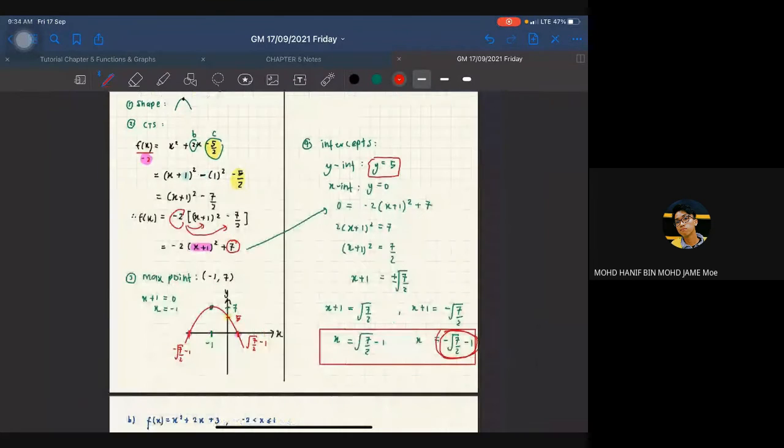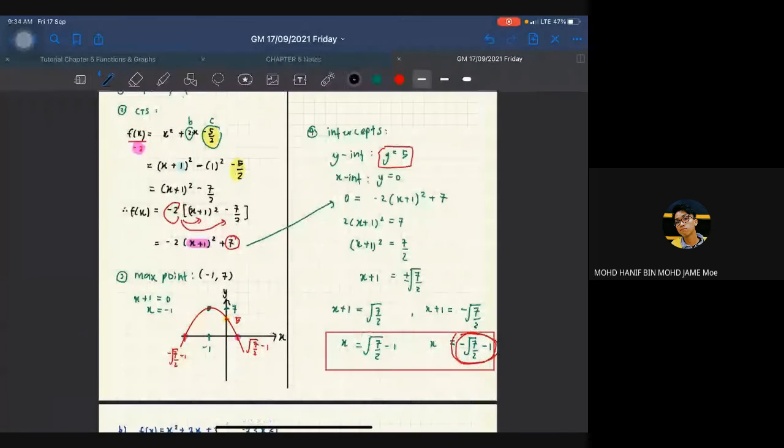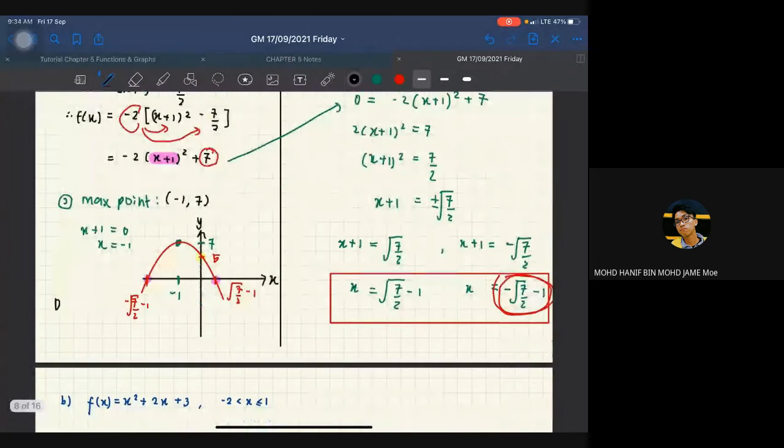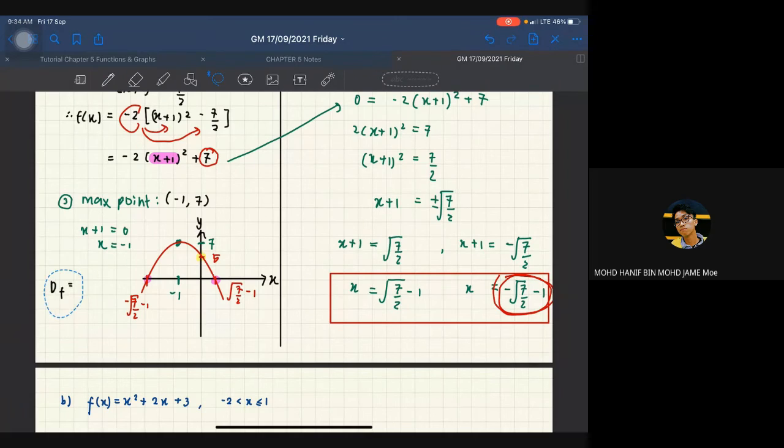So sekarang jom kita tentukan dia punya domain dan juga range dia. So tengok domain. So what is our domain sekarang ni? Apa nilai x yang graph ni ambil? What is the smallest value? What is the biggest value? So siapa nak cuba? Negative infinity. Negative infinity, betul? So dia start dengan negative infinity sampai positive infinity. Positive infinity, betul.